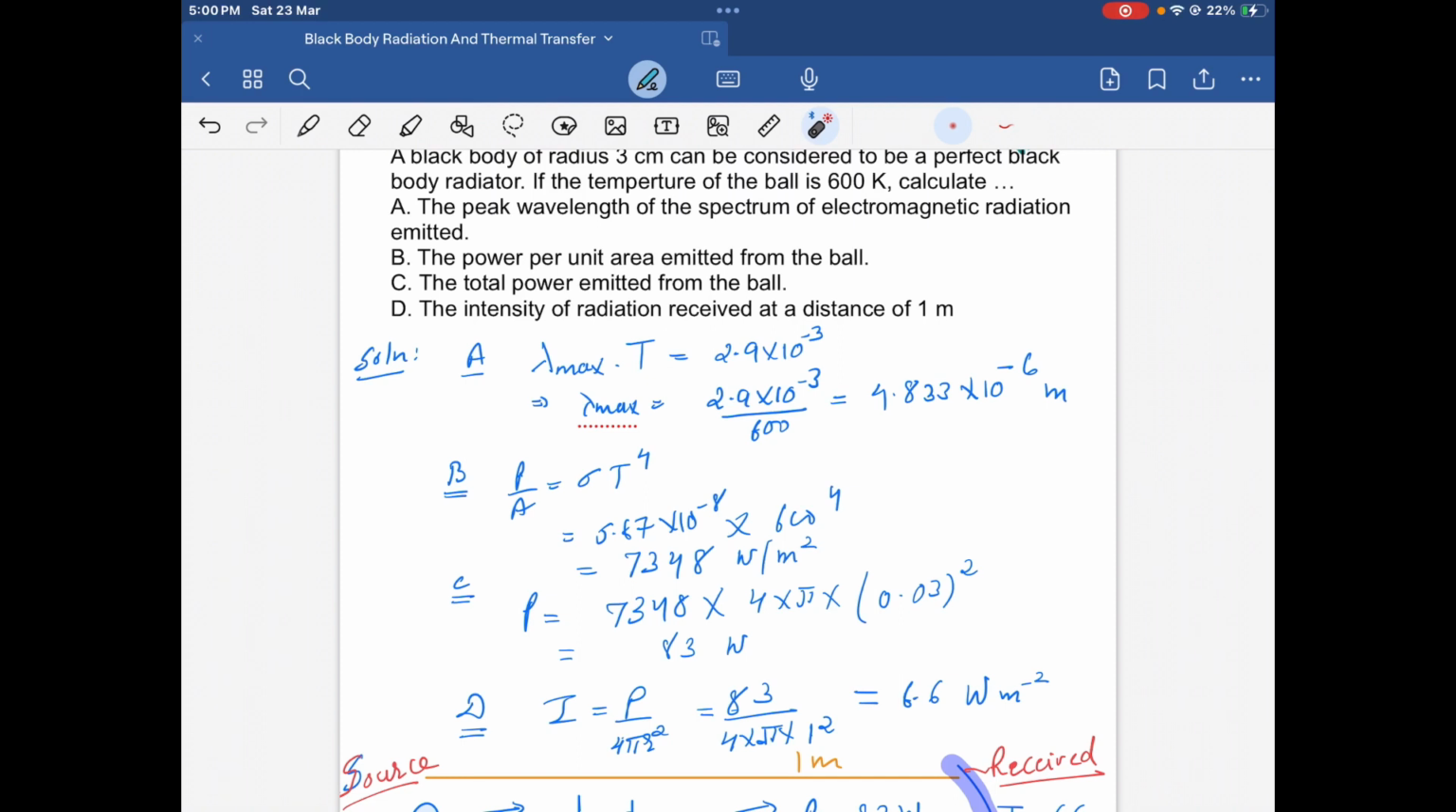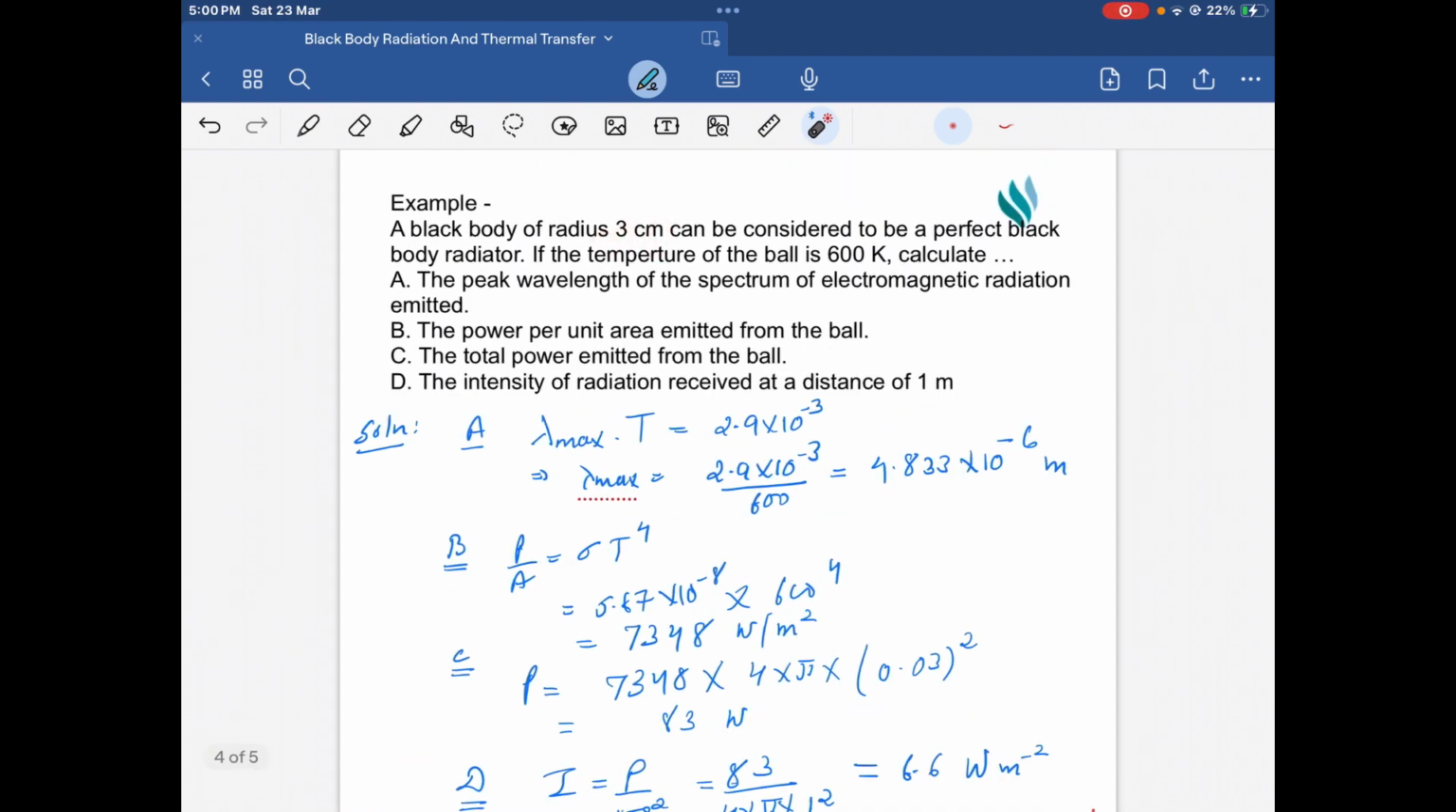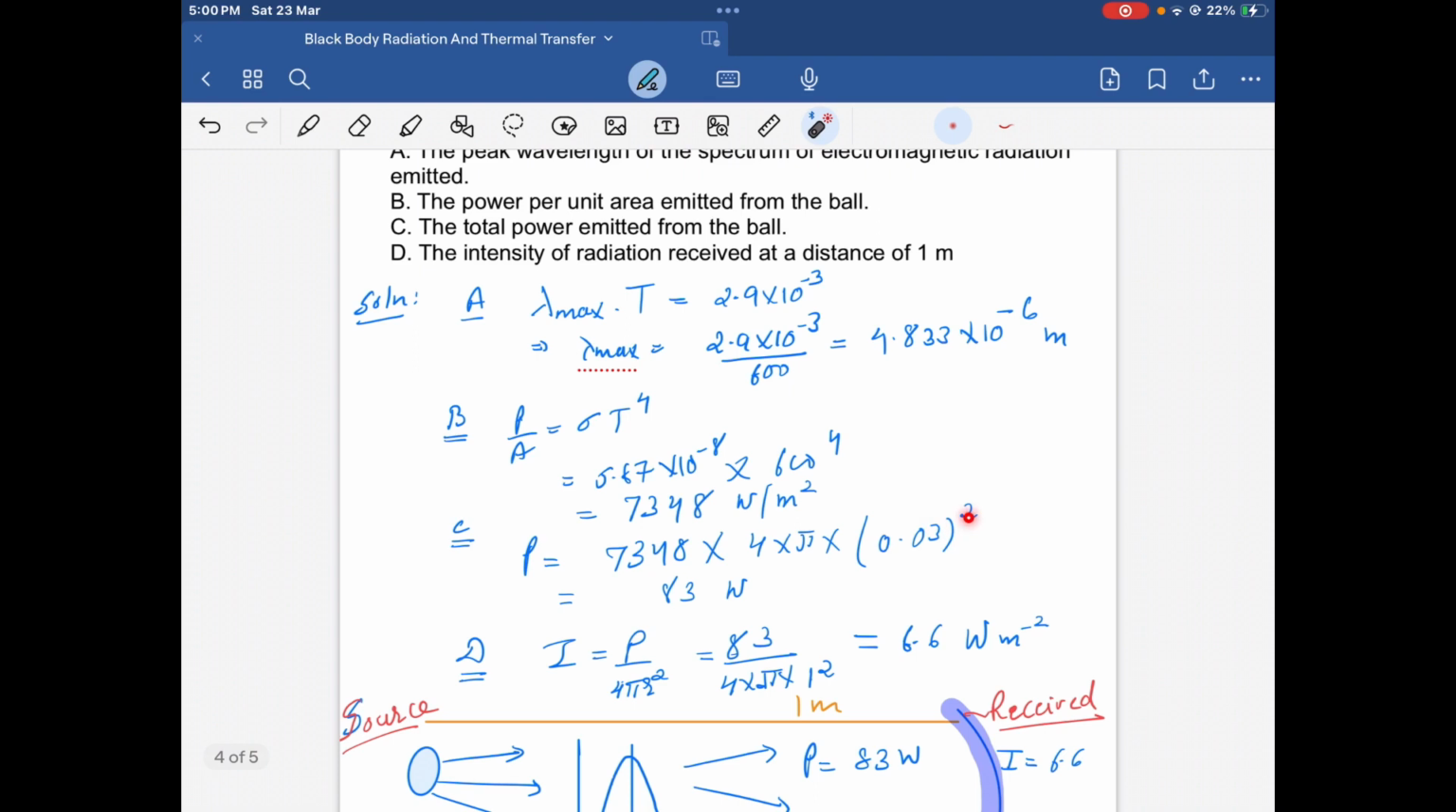C part is the total power emitted from the ball. The ball is very small, it is just a 3 cm ball. So total power will be equal to power per unit area into the surface area of the ball, which is equal to 4 pi r square. R is in centimeter here, so we need to convert that into meter. So 0.03 square, which gives me 83 watt.